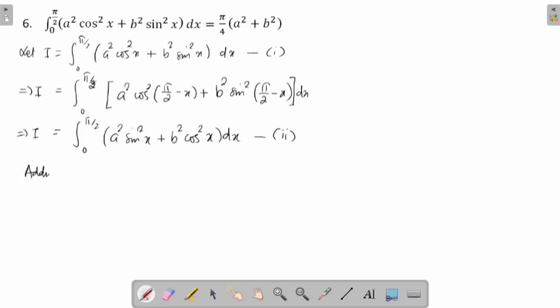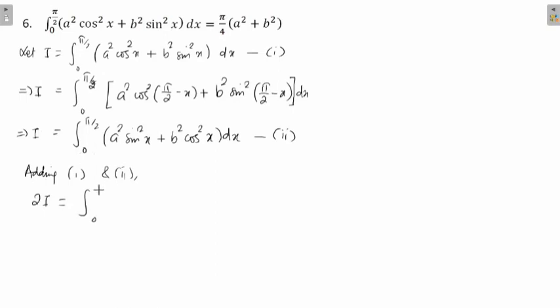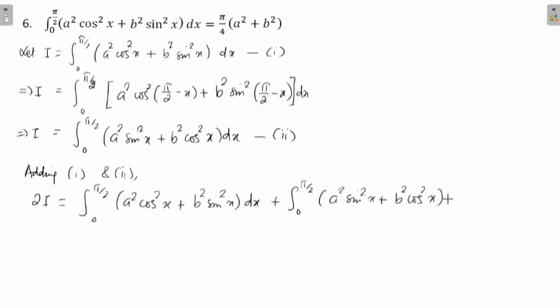So let's see what we get after adding 1 and 2. We get I plus I, which is 2I, equal to, let me write this entire equation: integral 0 to pi by 2 a square cos square x plus b square sine square x dx, plus from the second one, integral 0 to pi by 2 a square sine square x plus b square cos square x dx.